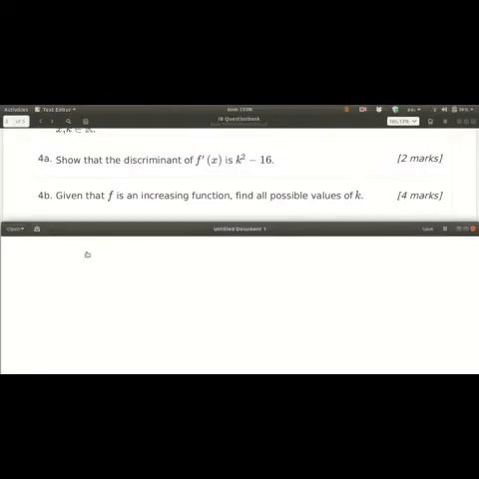Given that f is an increasing function, find all possible values of k. If f is increasing, then f prime of x is greater than 0. That means k squared minus 16 is less than 0.